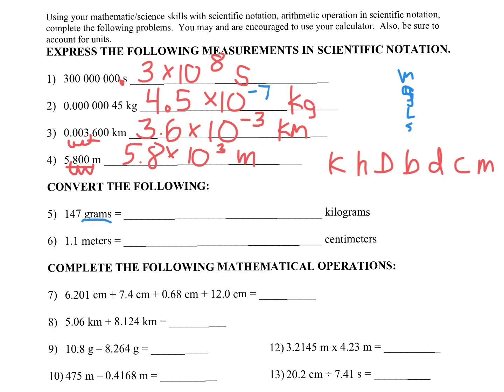I'm going to go from grams to kilograms. So what does that mean? Well, grams is at my base. Kilo is over here. So I'm going to need to go 1, 2, 3 to the left. So I'm going to take my number 147. Remember, if there's no decimal, it's really like it's after the 7. And I'm going to go 3 places backwards. 1, 2, 3. So that means I'm going to end up with 0.147 kilograms.